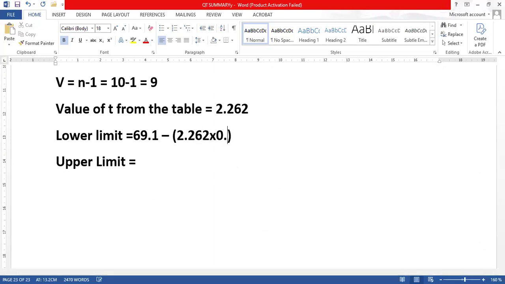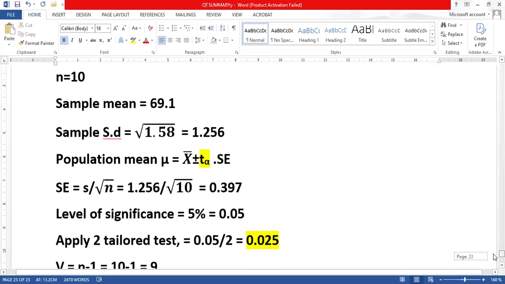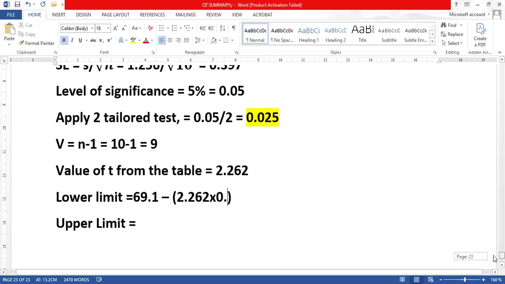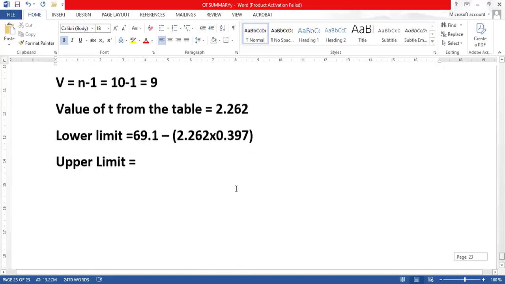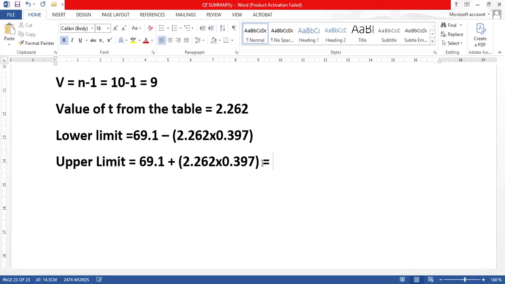Our standard error is 0.397. That is our standard error. Then you also get the upper limit. Here you add. That's how you would handle it. That's how you use your Z, rather your t-test to estimate.